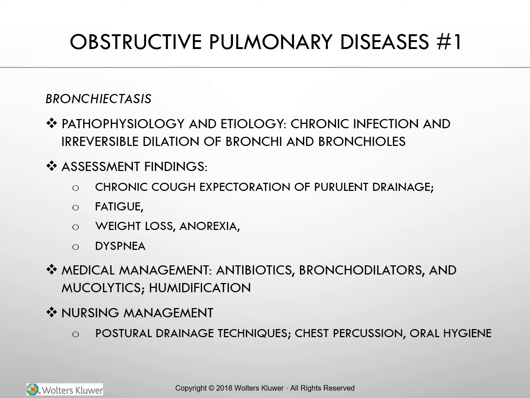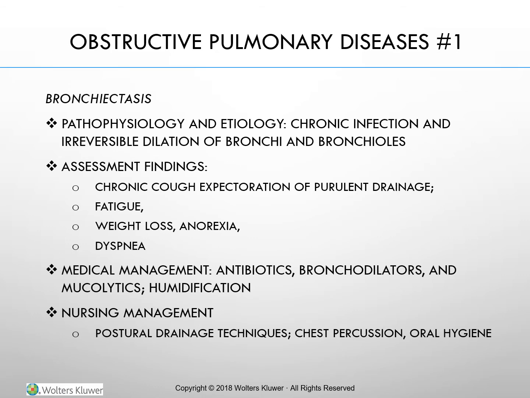Bronchiectasis is characterized by chronic infection and irreversible dilation of the bronchi and bronchioles as a result of destruction of muscle and elastic connective tissue. Causes include bronchial obstruction by tumor or foreign body, injury to the airway, congenital abnormalities, genetic disorders, exposure to toxic gases, and chronic pulmonary infections.